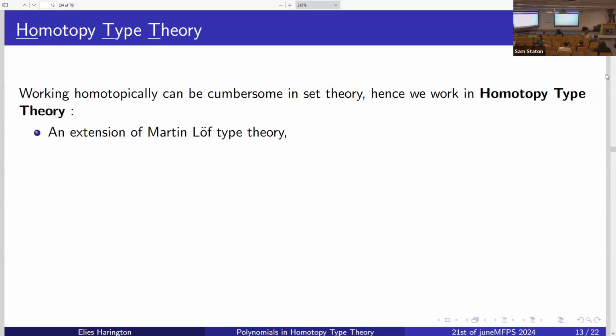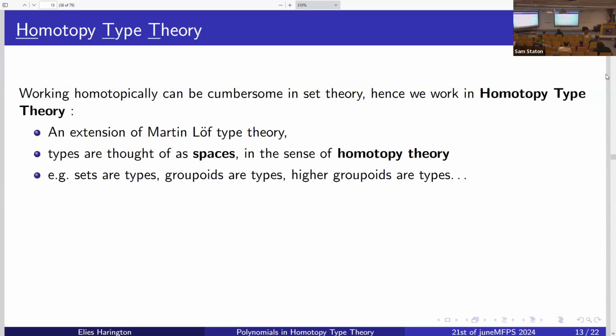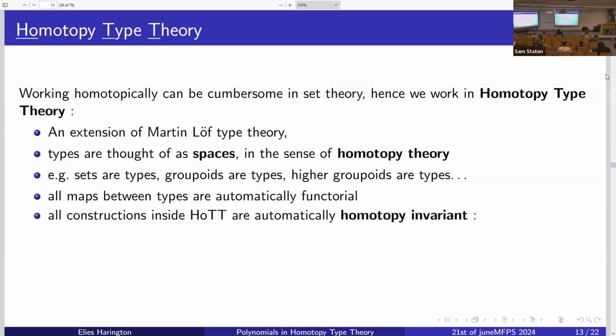So what is homotopy type theory? It's an extension of Martin-Löf type theory, in which we have types as in ordinary type theory, but they are thought of as spaces, not as sets. And in particular, sets will still be types because sets are just discrete spaces, but we also get groupoids as types, 2-groupoids, higher groupoids, and all of this just lives nicely in the same world. And all the maps between types are automatically functorial with respect to this groupoid structure. And all the constructions are homotopy invariant.